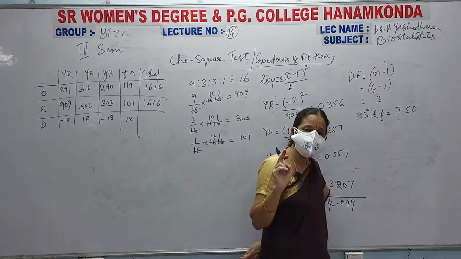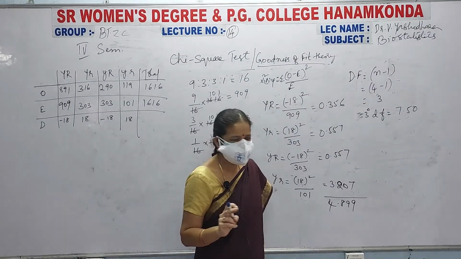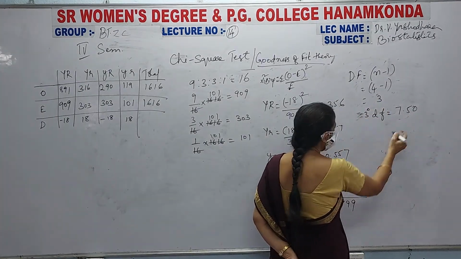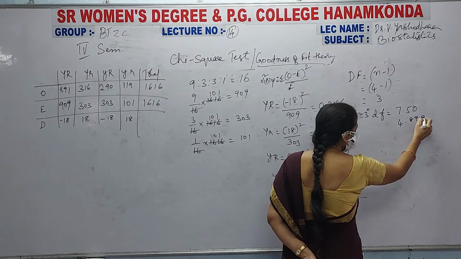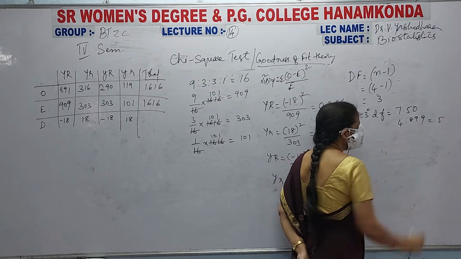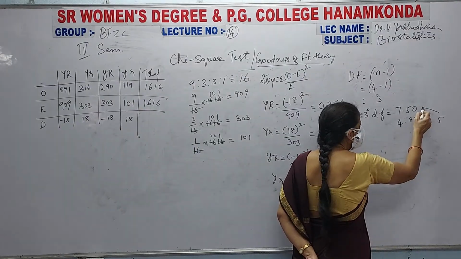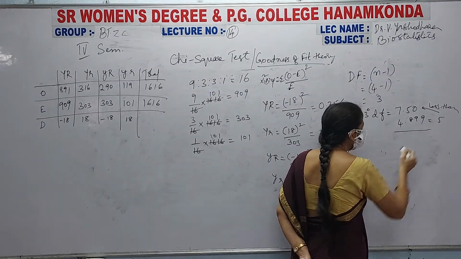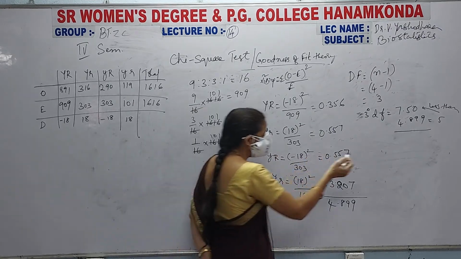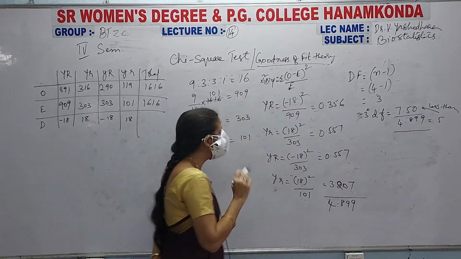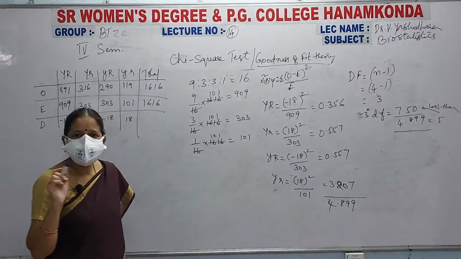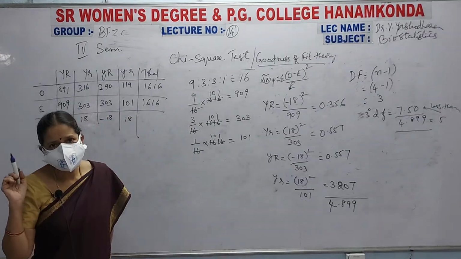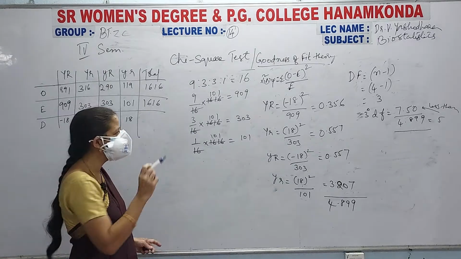This is the standard value given by the statisticians, biostatisticians. Now see here, 3 degrees of freedom is only 7.50, but your result is 4.899. That comes to 5. It is less than 7.50, so our results are having goodness of fit theory. They are following the chi-square test. That means they are obeying the chi-square test formula.